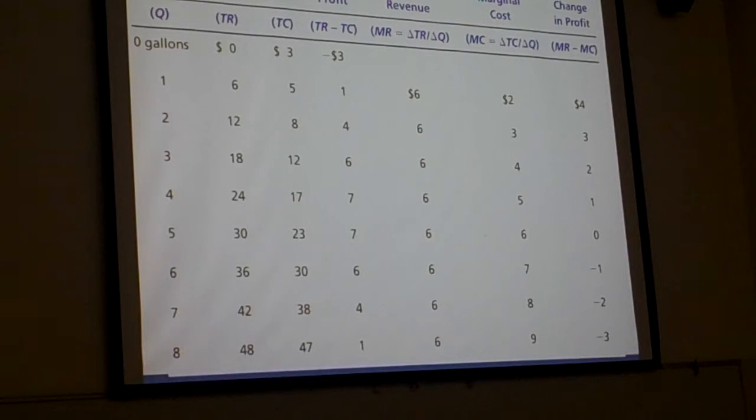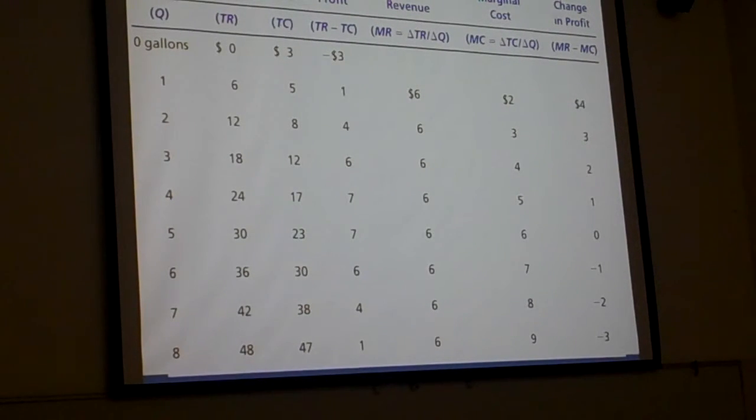Each time I sell another unit, how much more money am I making? If I sell 2 units, for the second unit, how much more do I get? Right here. How much more do I get for selling the second unit? $6, right? Because the price is $6, I get $6 for selling the second unit. For selling the third unit, I get another $6. For selling the fourth unit, I get another $6, right?